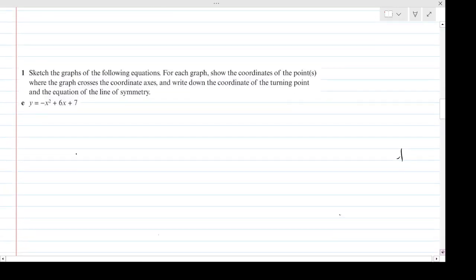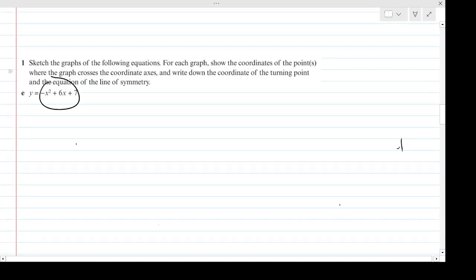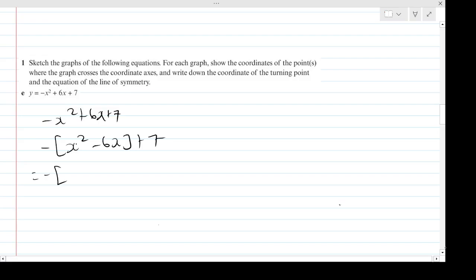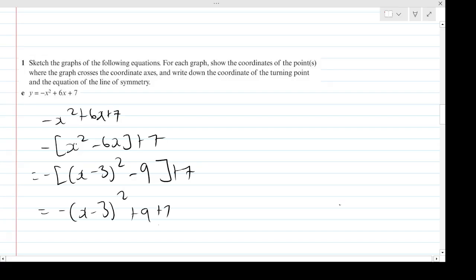I can also sketch negative quadratics. So I have minus x squared, plus 6x, and plus 7. Firstly, I'm going to complete the square to find the turning point. So I factor a minus out to get x squared add minus 6x, and then plus 7. Then if I complete the square inside, that would be x minus 3 all squared, then take away minus 3 squared is minus 9, plus 7. And then I expand it to get minus (x minus 3) all squared, plus 9, plus 7, that's plus 16, right? So therefore my turning point is when I set the bracket to 0, so x would be 3, then y would be 16.